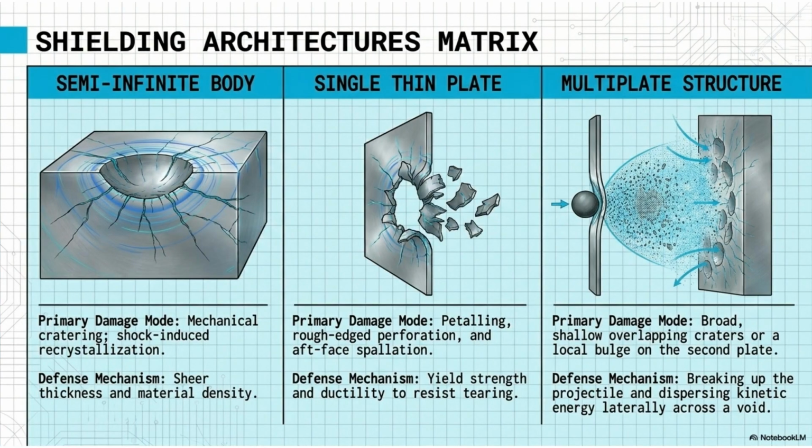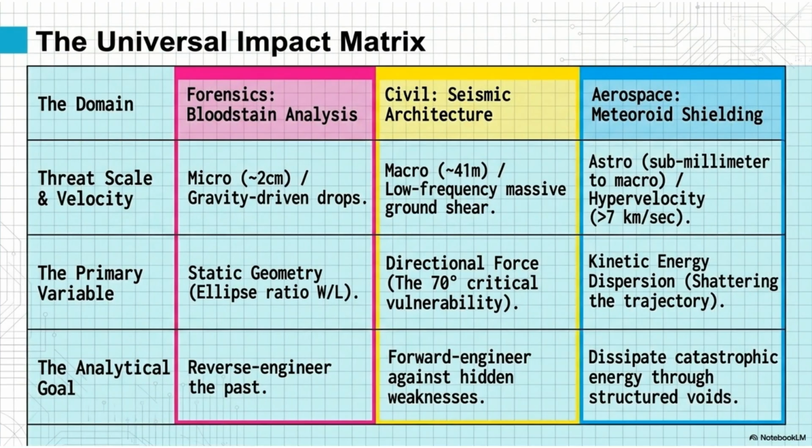Comparing shielding architectures, a semi-infinite body relies on material density. A single thin plate suffers from petaling and spallation. The multi-plate structure effectively disperses kinetic energy across a void. The universal impact matrix summarizes the 3 domains: forensics, civil engineering, and aerospace. Although their scales, velocities, and variables differ, the analytical goal involves reverse or forward engineering against vulnerabilities or dissipating energy.